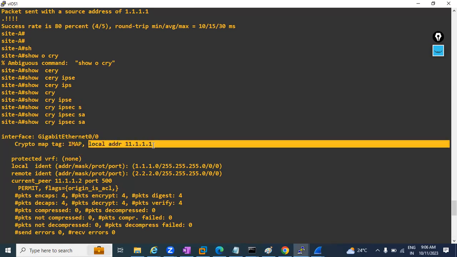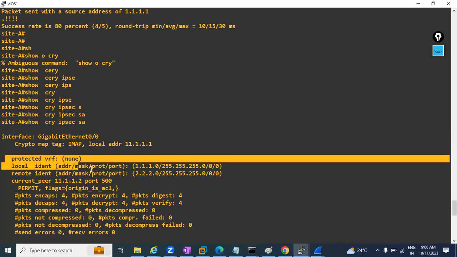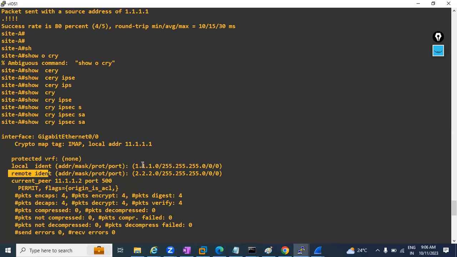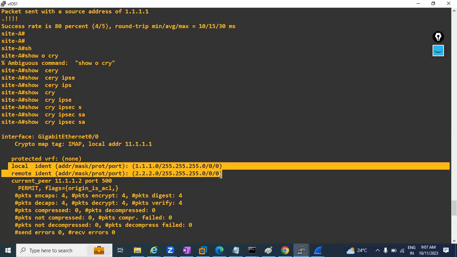Local address is what? 1.1.1.1 because this is about myself. After that, are you using any VRF concept in this? No, I'm not using any VRF. What is the local identity? That's about 1.1.1.1. And what is the remote identity? So this is, guys, the address. This is about interesting traffic.